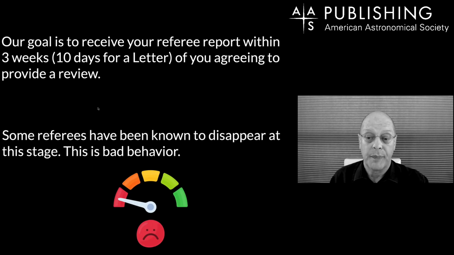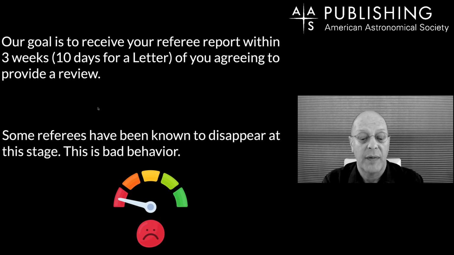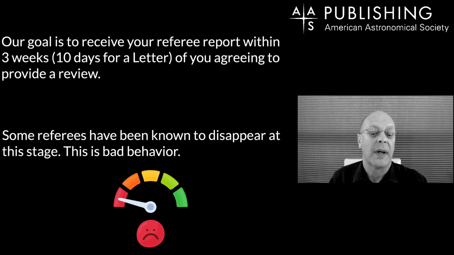And so our goal is to receive your report within 3 weeks, although it's 10 days for an ApJ Letter. They, of course, move on a quicker time scale. That's part of the value add for ApJ Letters, is the rapid turnover of you agreeing to provide a review. And it's a sad fact that some referees have been known to disappear at this stage. It's just bad behavior. You agreed to do it, and just to disappear like that is just not cool. So yeah, don't do that.